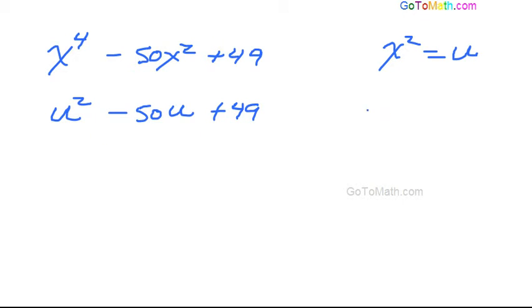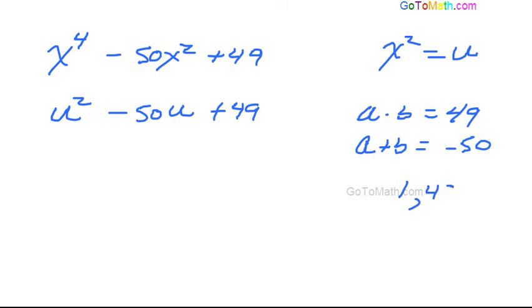Now, we're looking for two numbers that multiply together to get 49, and when we add them, a plus b is equal to negative 50. Okay, so let's take a look at 49. So 1 times 49 is 49, and then if I had a minus 1 and a minus 49, when we add them together we get minus 50. So I believe that's what we're going to do.